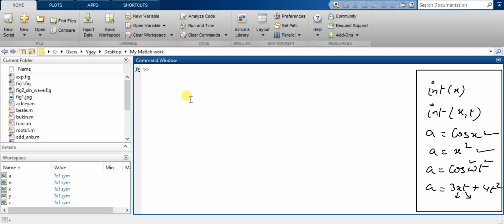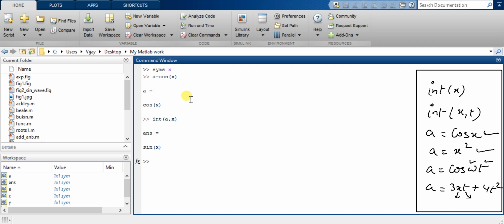So first I will start with the cos x symbolic expression. So we define syms x and store a equal to cos of x. When you enter it, a will store cos x. Now we want to integrate a with respect to x. When you integrate, this will give you sine of x.